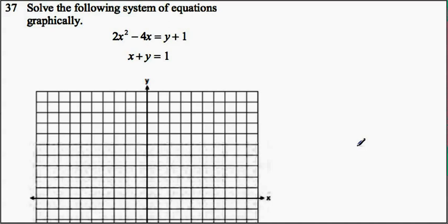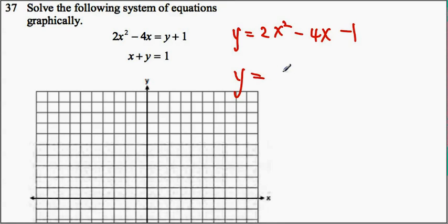Alright, number 37. In this case, one thing we can do is put everything into the y equals format. Solve for y, and then put them into the calculator. Then the first one becomes y equals 2x squared minus 4x minus 1. And the second one is negative x plus 1.